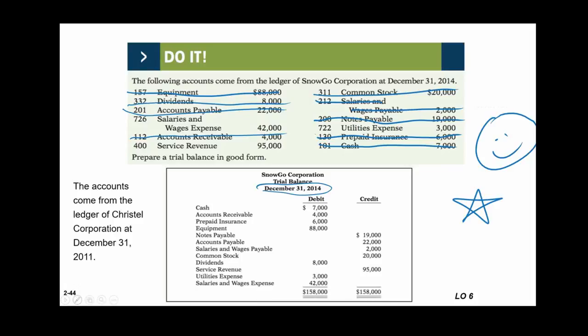At the end, once you're done entering all these, you have to include the total of the two columns. In this case, we have 158,000 on both sides. That means that we did, hopefully, a good job. At least we're not sure that we made a mistake. If you had 157 on one side and 158 on the other, that means 100% sure that you made a mistake. Okay?